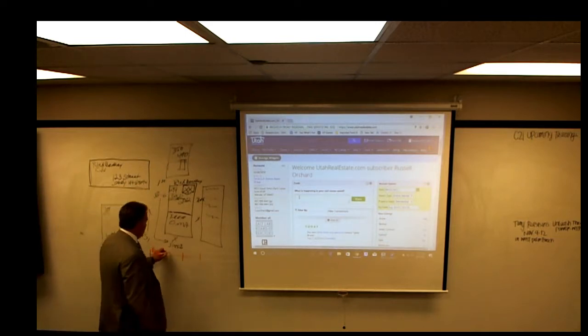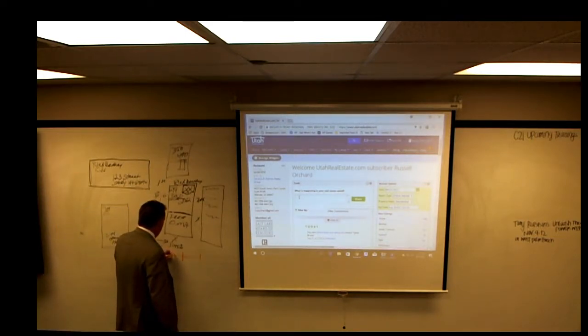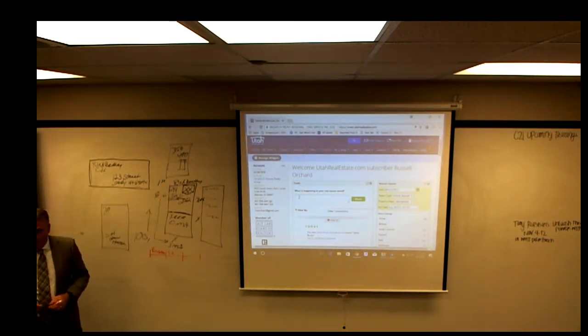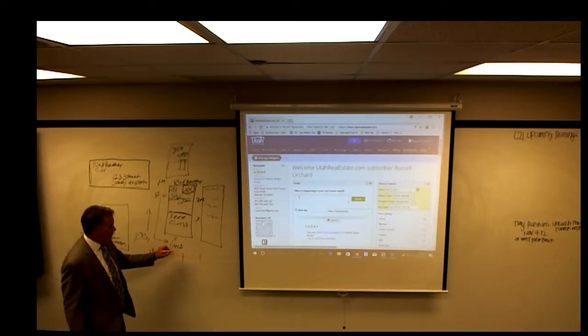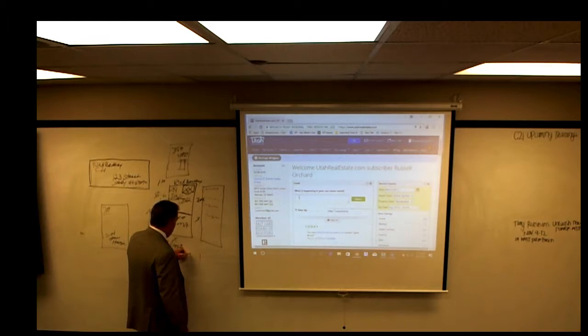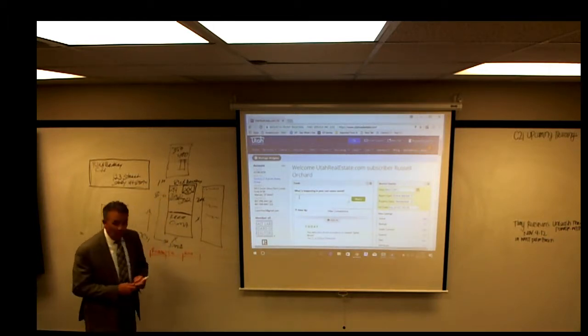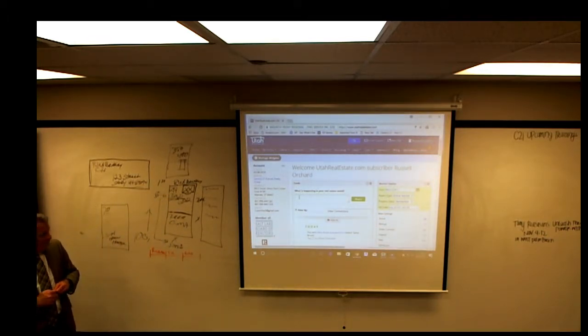phase. After percolation is what we call information gathering. So the information gathering is now where they start to gather information to make the decision of what they're going to do or not. And then the final phase is active. This is where they're actually going to go out and do it. They're going to list their house. They're going to go buy a new house.